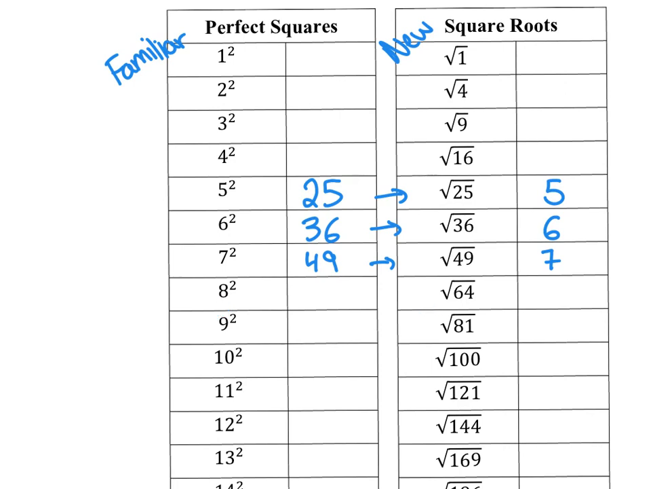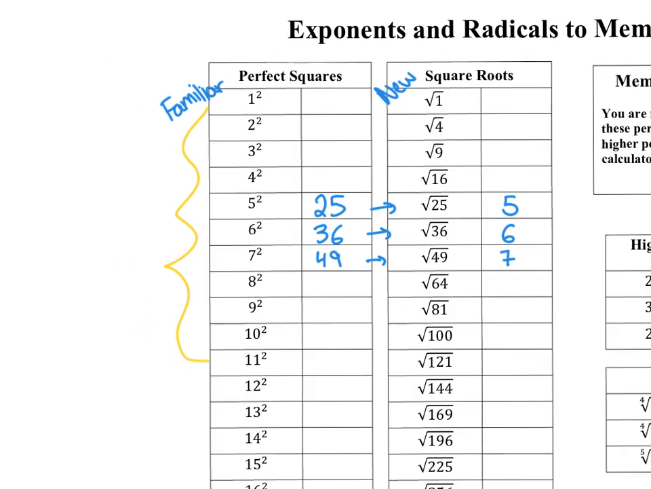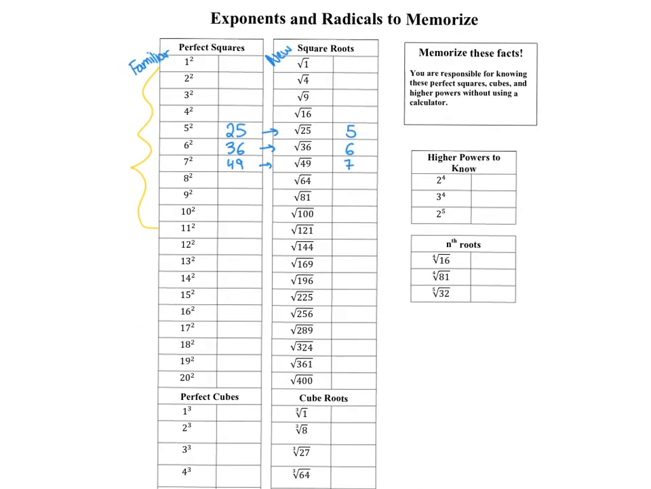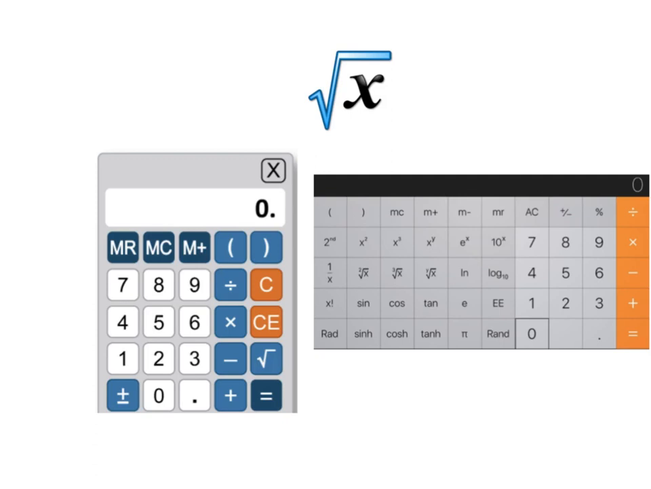And give yourself some credit. You probably already know a bunch of these. But if you keep scrolling down and look down your page, there's a bunch you don't know. So the goal is for you to memorize these, but right now we're just going to fill in the chart. Focus on your squares. We're eventually going to get to our cubes and to a few higher powers, just like we saw in exponents. If you get stuck, learn how to use your calculator to find a square root.